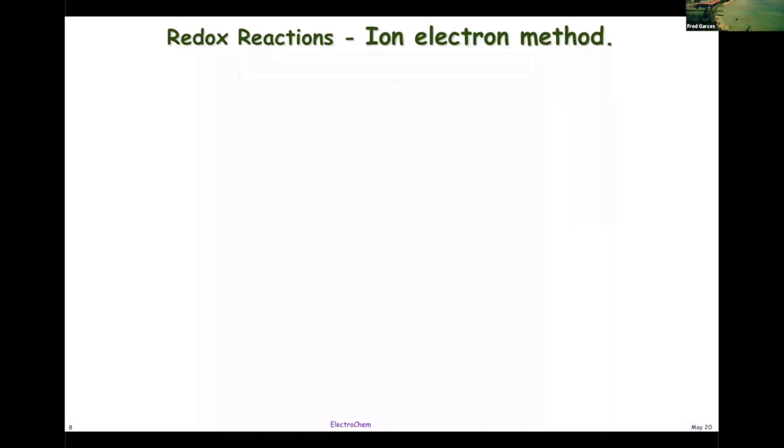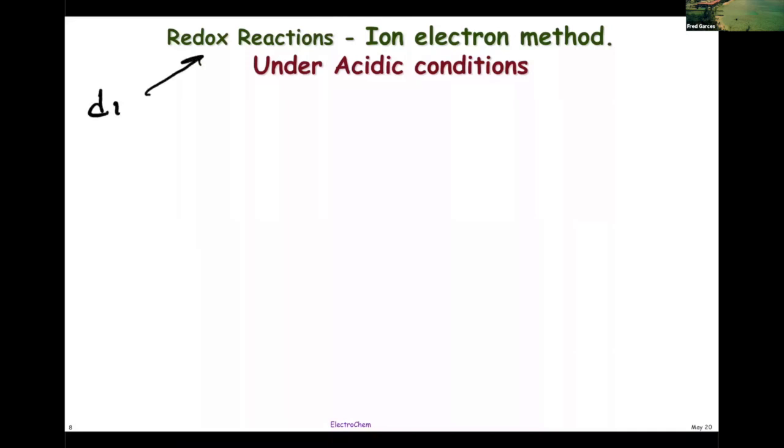You guys are going to need to know how to balance redox equations. We're going to use the ion electron method. There are other ways of doing it, but I found that this is the most simplistic way of balancing redox equations. In general, when you balance redox equations, it's difficult via inspection.